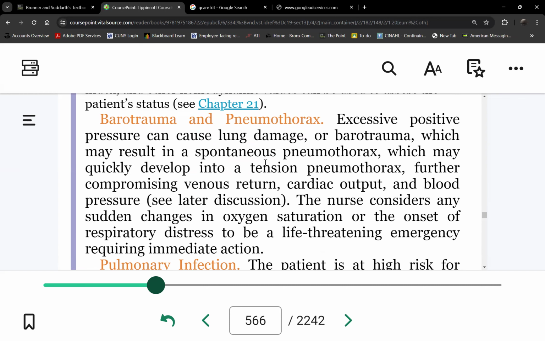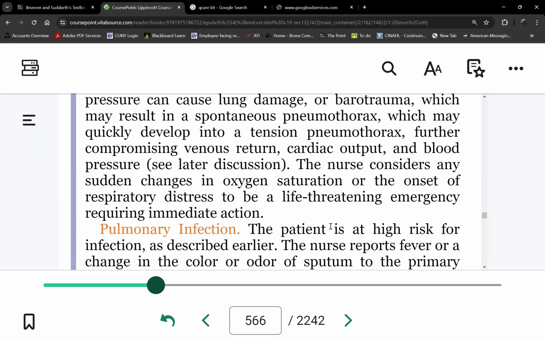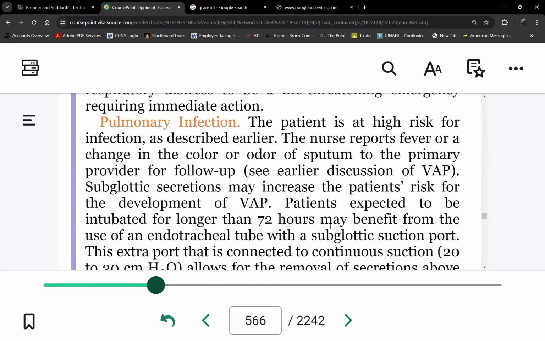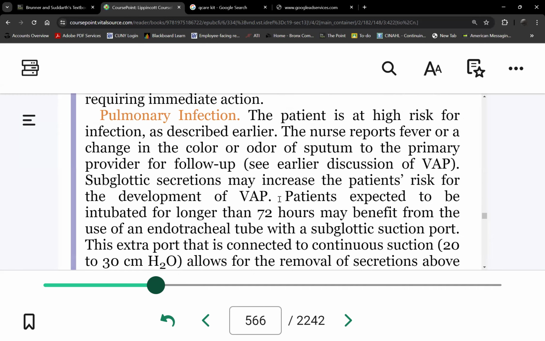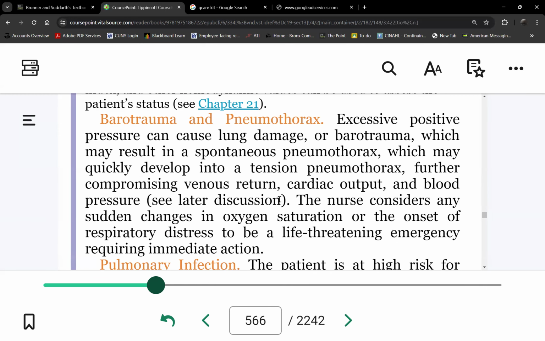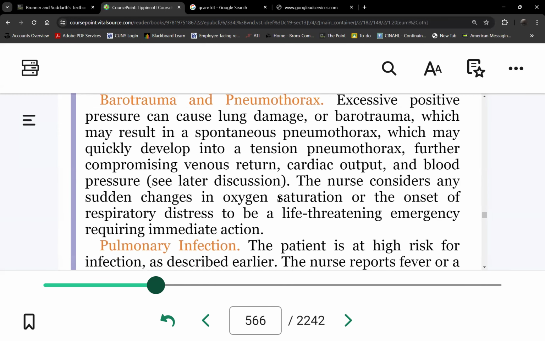So we talked about barotrauma in the table earlier, and pneumothorax. So what alarm will this trigger? Well, let me see. High pressure. Pulmonary infection again, this is VAP. Okay, go back to barotrauma. This is under table 19-2.